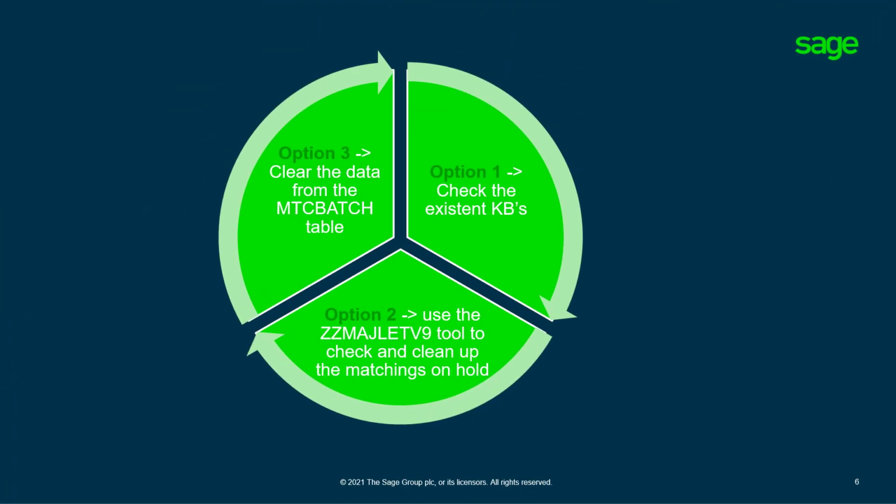In conclusion, the open item being matched error can be addressed from different angles. However, the key is to analyze the data before clearing the transaction stuck in the backend.